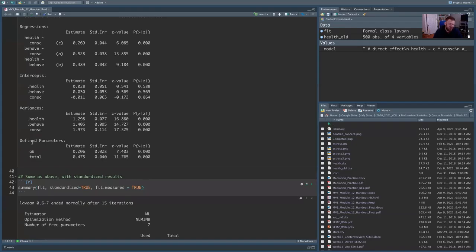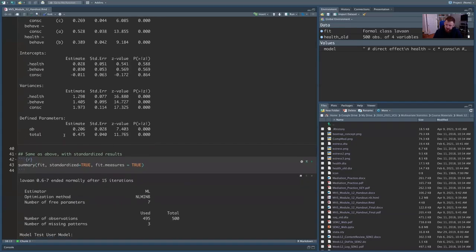In a mediation model, you're most interested in your total effect and your indirect effect. So notice under defined parameters, we now have an indirect effect. And it's the AB path, so it's the product of A and B. It's estimated to be 0.2, and it is statistically significant. So that is the Sobel test. This p-value is essentially the representation of the Sobel test. And so based on the Sobel test, we also have mediation. Mediation has occurred in this model.